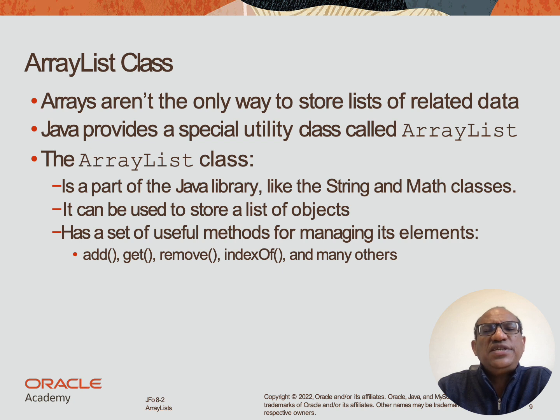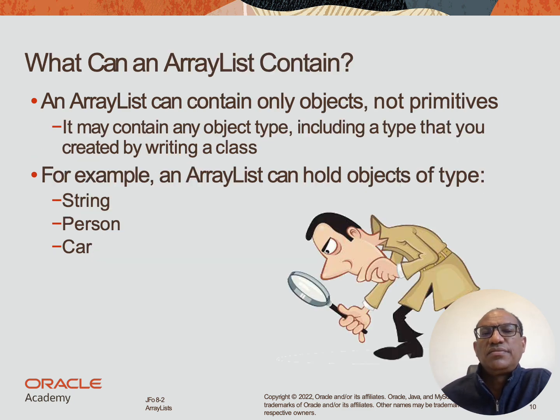Enter the ArrayList. This is a class in the Java standard library that solves that exact problem. It's like a resizable array that grows and shrinks as needed, stores objects, not primitives, and has built-in methods for adding, removing, and accessing elements. What can you store in an ArrayList? Any object, including ones you create yourself, like String, Integer, Person, Car. The catch is no primitive types like int or double, but don't worry, we'll fix that later using wrapper classes.